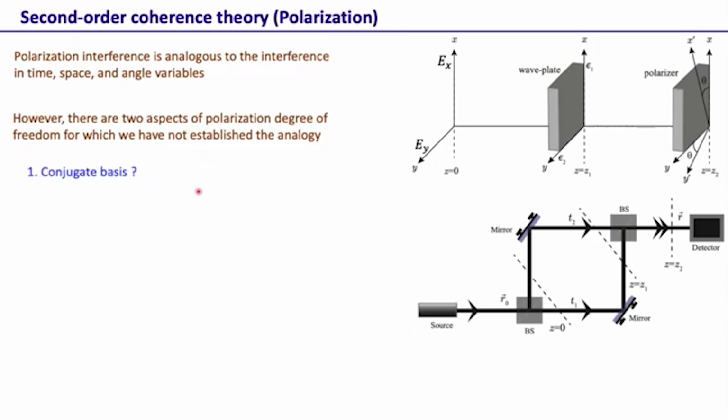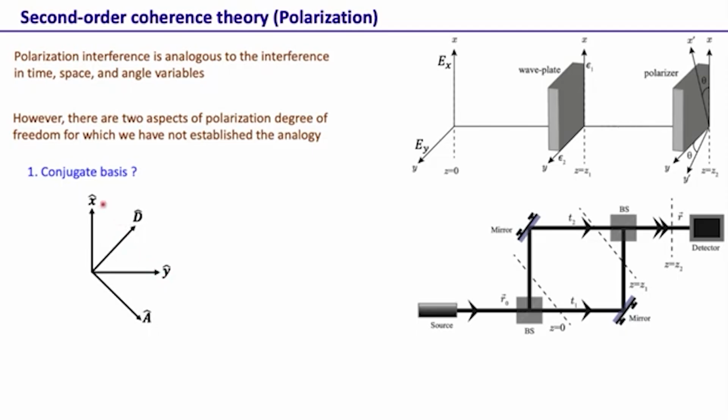First, for time, space, and angle we discussed a conjugate basis. So time has a conjugate basis, frequency; position has a conjugate basis, spatial frequency; angle has a conjugate basis, orbital angular momentum. So now the question is, what is the conjugate basis for polarization? Polarization is a two-dimensional vector, so x and y, and a conjugate basis.